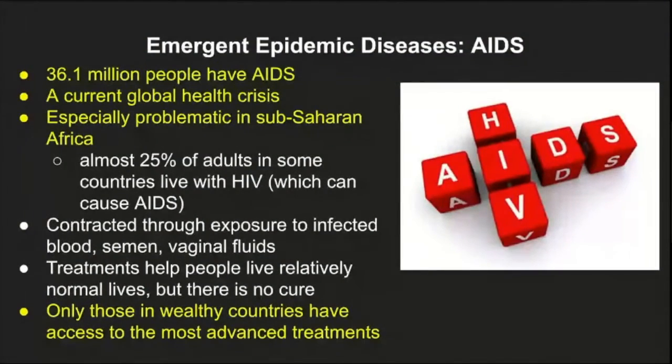So 36.1 million people have AIDS on planet Earth, a current global health crisis, right? Especially problematic in sub-Saharan Africa. Very weak government systems, very weak infrastructure, very weak social systems to provide the people with the medical technology they need. So only those in wealthy countries have access to those advanced treatments. So it's still a problem in Africa, but there have been recent technological medical breakthroughs with treatments for living a prolonged life with HIV or AIDS.